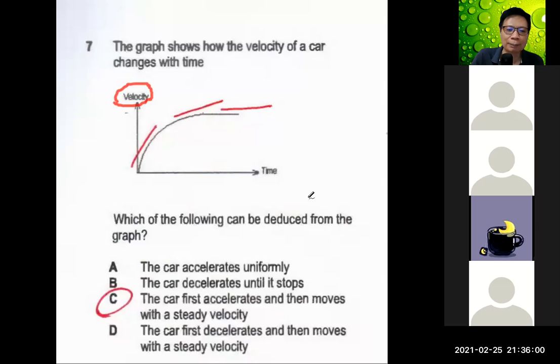So C is the best answer. This one is not decelerate. It's still accelerating because velocity is increasing. Deceleration should be where the graph comes down like that, a negative gradient. Okay? Jiahe, understand? Yes, thank you, sir.